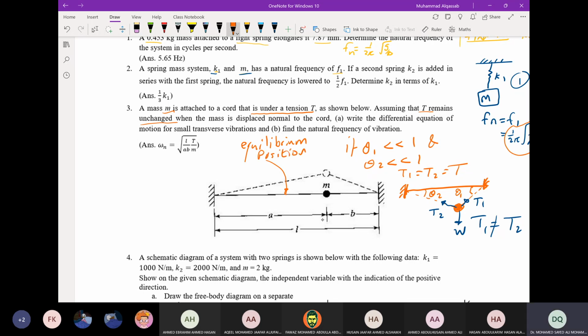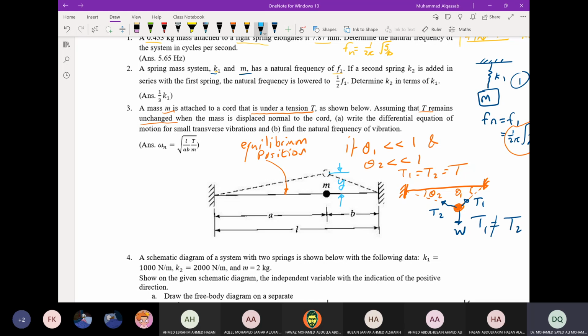And that this deflection is small. Okay, you can say this is Y. But this is small, so you can assume that the tension in the cord is not changing with vibration, and that the tension is high. It's not allowing the sag in the cord.